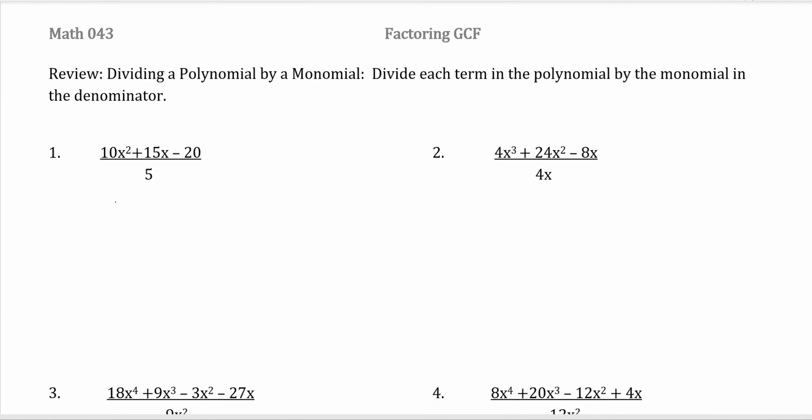Hello, this video is on factoring greatest common factor. First, to review, dividing a polynomial by a monomial. Divide each term in the polynomial by the monomial in the denominator. So let's write each term in the numerator divided by the denominator and then simplify each fraction.